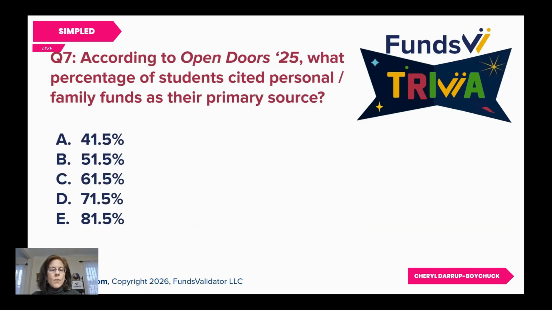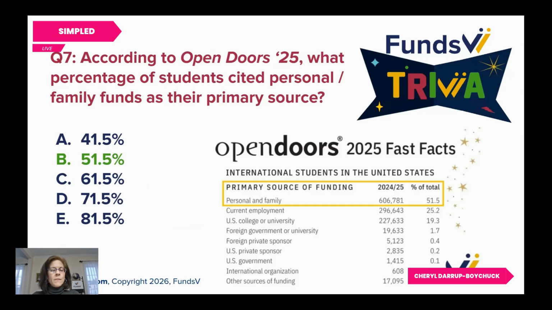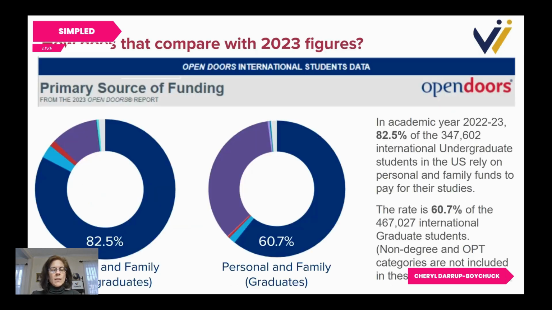So question number 7. In the latest edition of Open Doors, what percentage of students cited personal and family funds as their primary source of funding their study abroad experience in the U.S.? Answer: 51.5%. That's down considerably, especially when considering the figure for undergrads was 82.5% in 2023. Interestingly, 10 years ago in 2016, 60% of students cited personal and family resources as their primary source of funding.